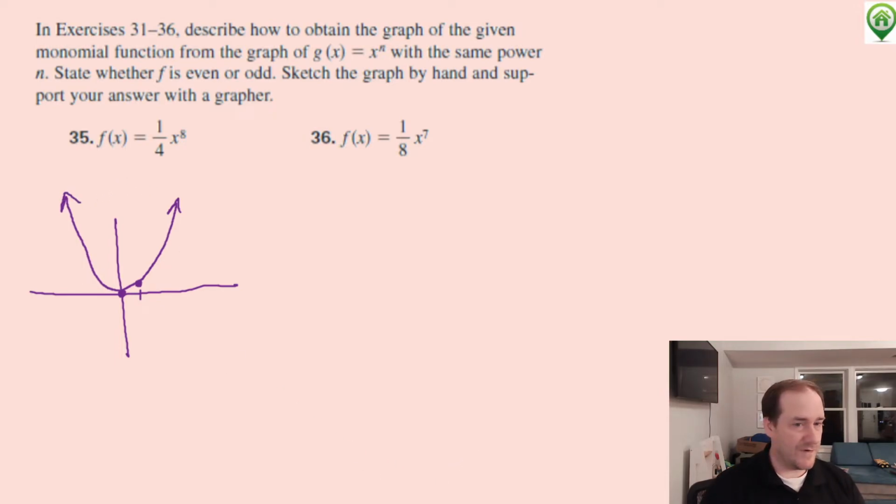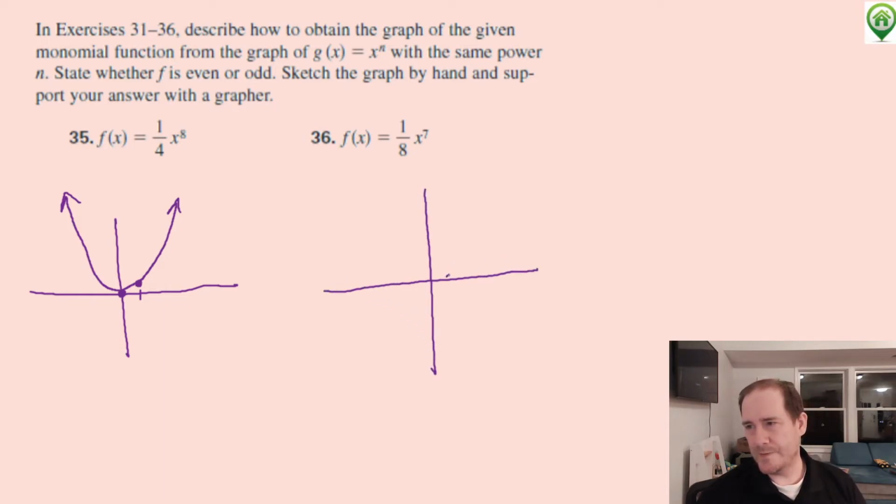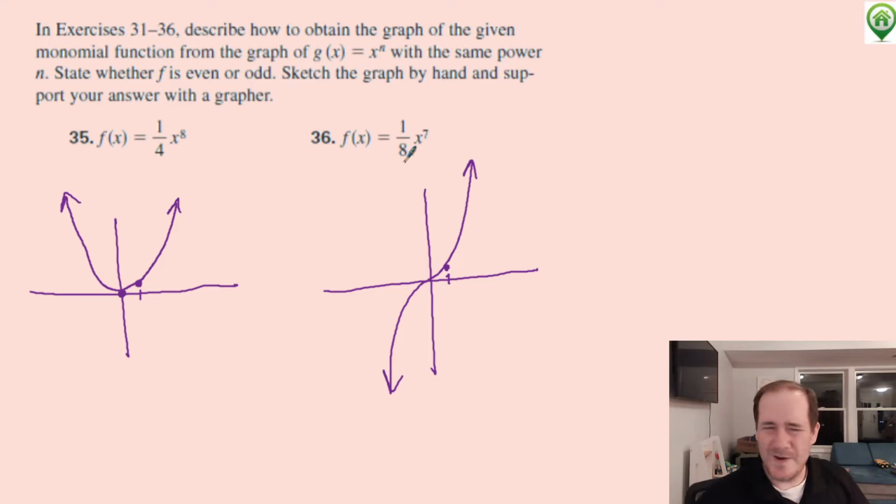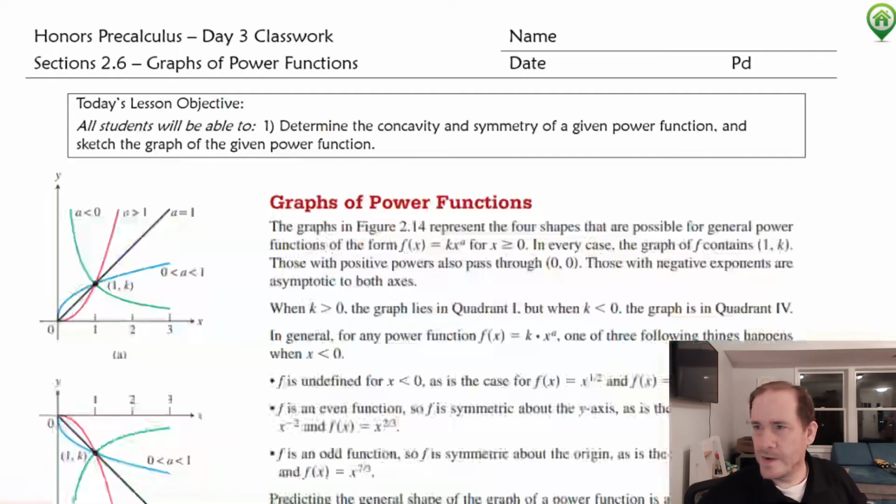This is getting very repetitious and boring. All right, next one. We can plot the point 1 comma 1/8. The power is greater than 1, so we're concave up. But the power is odd, so we have odd symmetry, so reflect the other side down. There's 36. I think we're going to do more interesting examples of this in homework 3, right? So I'm just going to blast through those.